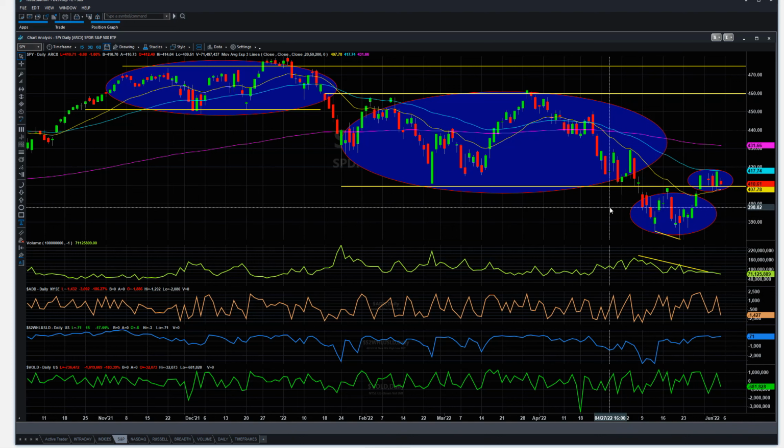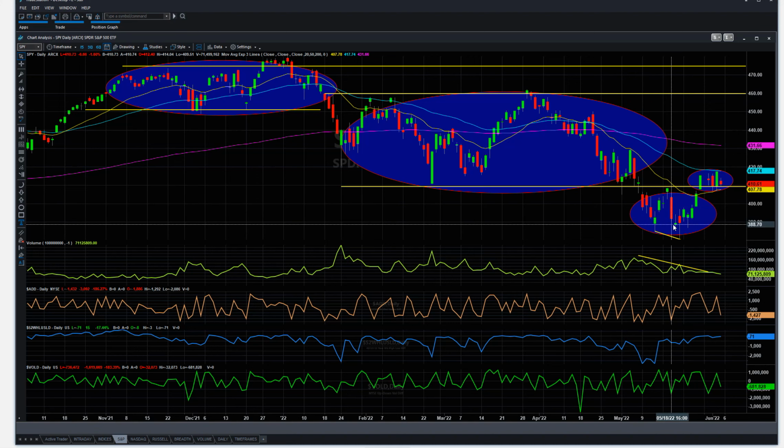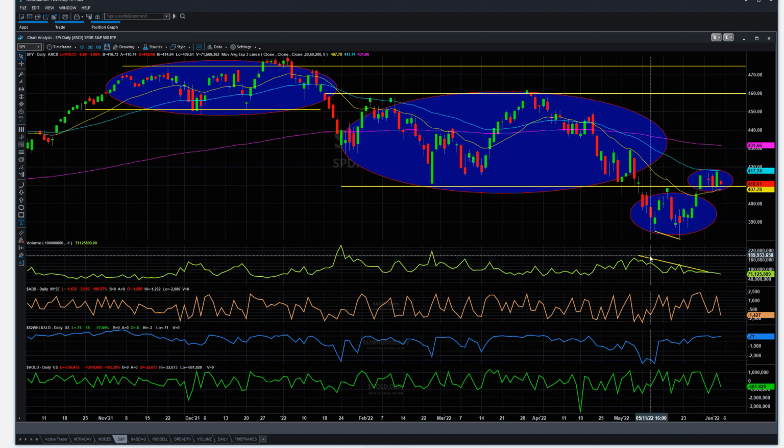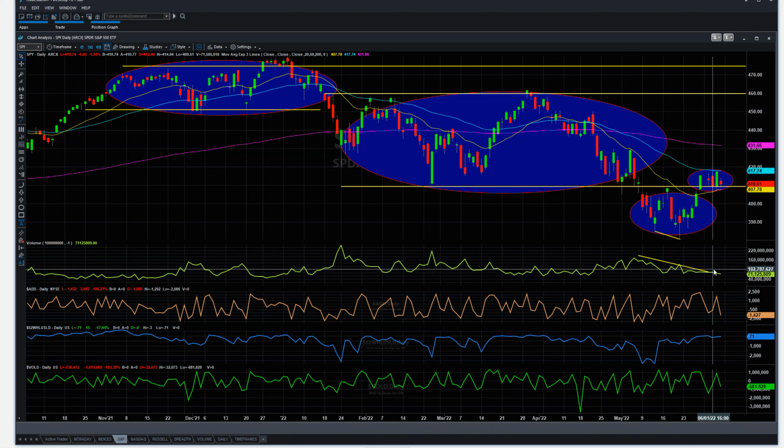Now, the real crux of the matter here is the fact that the internals are just absolutely terrible. Now, you can see that volume continues to fall off. This is volume in the spiders. Volume continues to fall off, although it flattens somewhat over the last couple days, and really I can't imagine that it could go much lower without just a complete halt to the trading in it.